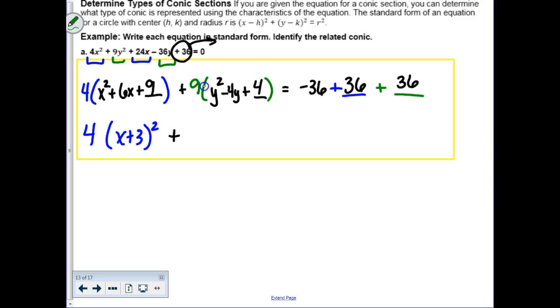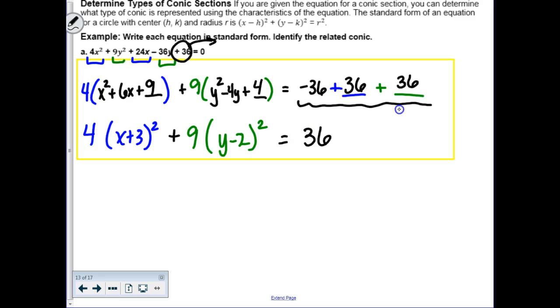Thus, there's still a 9 in front of this one, and then this quantity factors into y minus 2 squared. And then on a good day, I can add, so that's 36. Clearly it's not a circle, because at first a lot of kids look at this and go, oh, it's a circle. But you can't have numbers in front of your factors like this if it's a circle. So what you would have to do next is you'd come through.